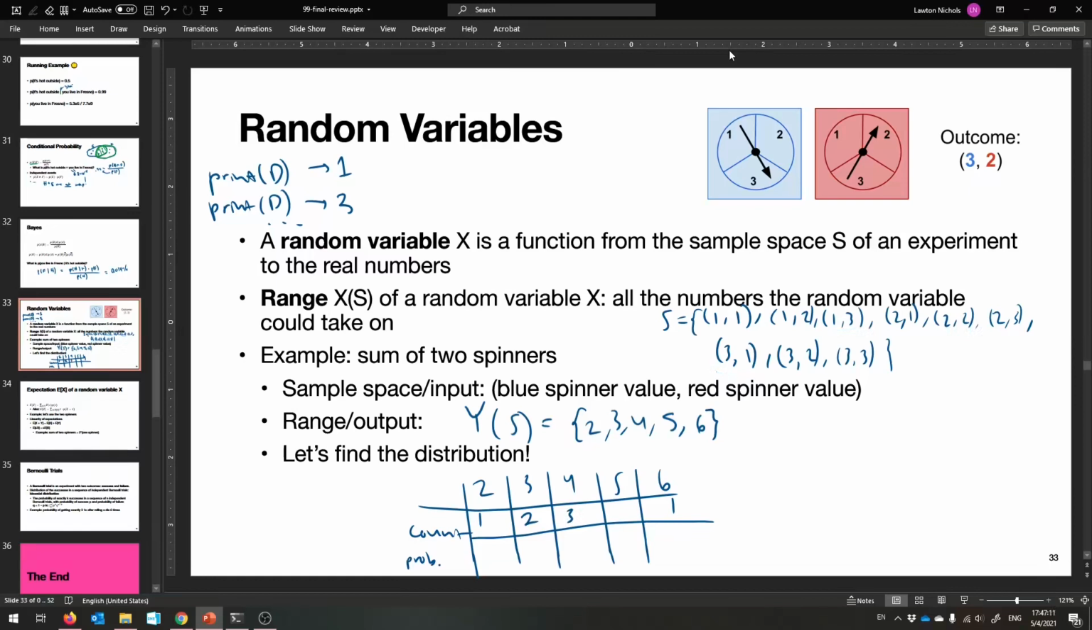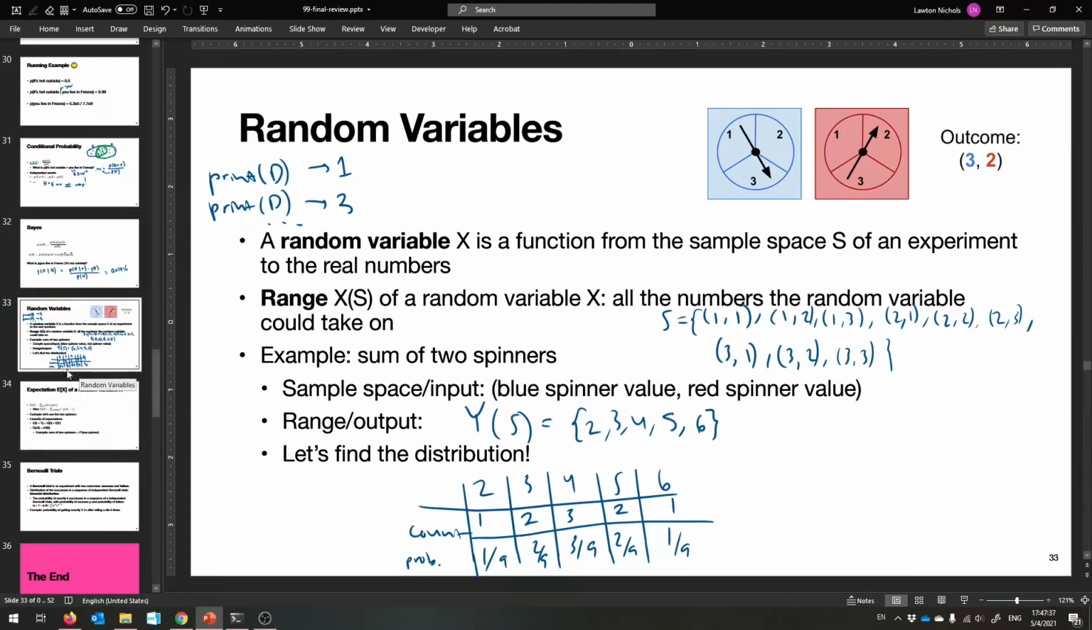And then how many ways are there to get 5? 2, 3, or 3, 2, so that's 2. 2, 1, and I hope that works. 5, 6, 7, 8, 9, and there's 9. Yeah, cool. So the probability is just here 1 over 9, 2 over 9, 3 over 9, 2 over 9, 1 out of 9. Okay, that's the distribution over our random variable.